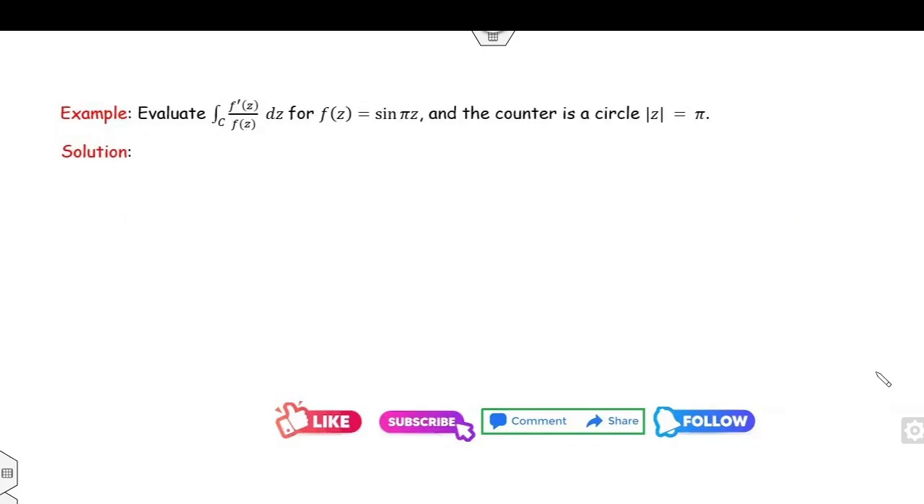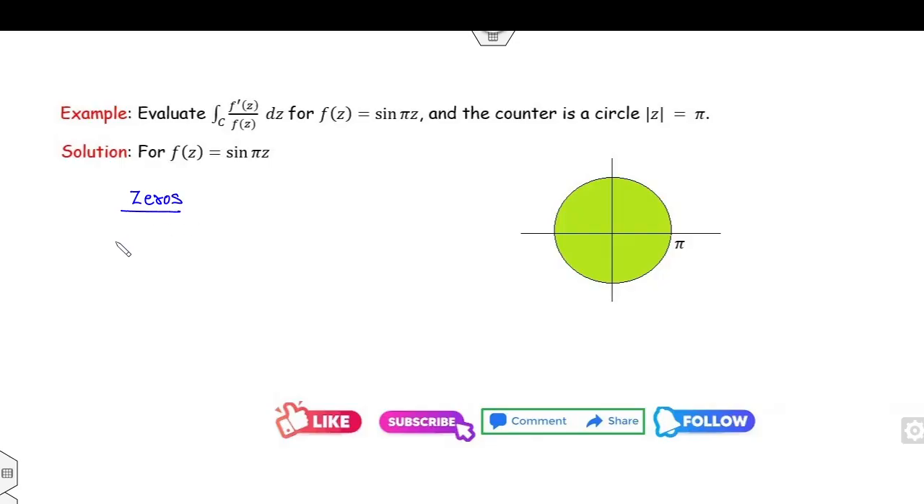Look at the next one. Again, your target is to find f dash over f. The circle has center 0 and radius pi. So I can draw the circle. Can you find the zeros? Zeros means the numerator is 0: sine of pi z is 0. Can you find the value of z? This is n pi, where n belongs to the integers. So that means the value of z is n, where n belongs to the integers.